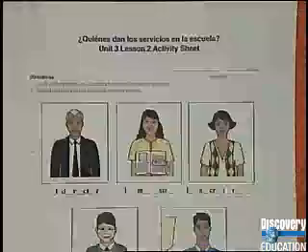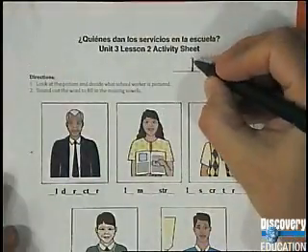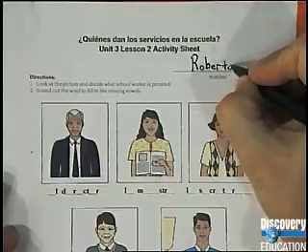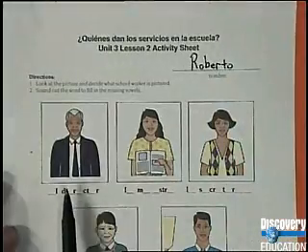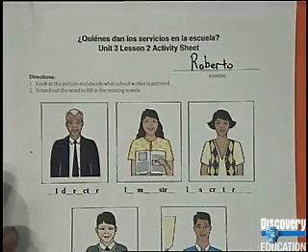Pues ahora vamos a repasar con la hoja de actividades llamada ¿Quiénes dan los servicios en la escuela? So everyone, please take out your activity sheets. Okay. Voy a escribir mi nombre, Roberto. No, it says look at the picture and decide what school worker is pictured. Sound out the word to fill in the missing letters.